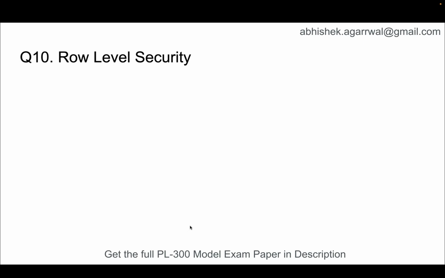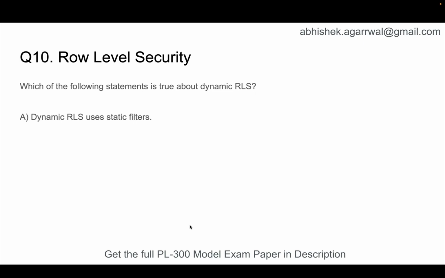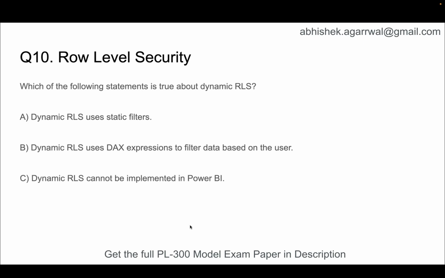Alright, so here is the question. Which of the following statements is true about dynamic RLS, or row level security? A. Dynamic RLS uses a static filter. B. Dynamic RLS uses a DAX expression to filter data based on the user. C. Dynamic RLS cannot be implemented in Power BI. D. Dynamic RLS is the same as static RLS.